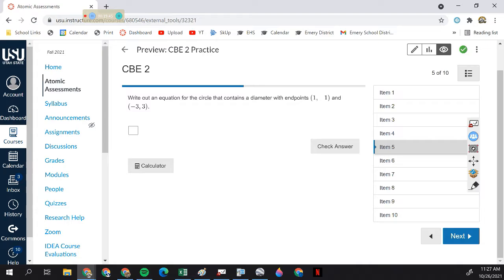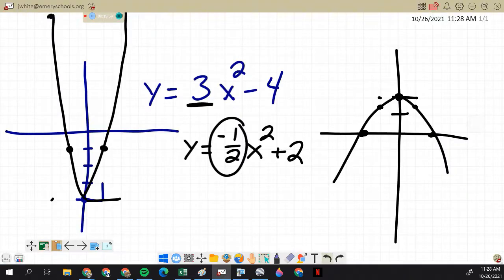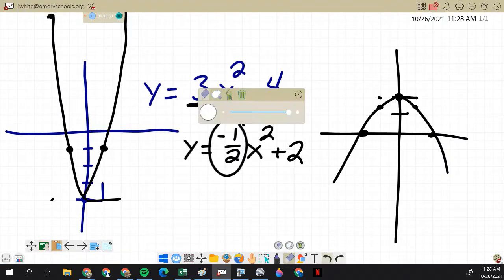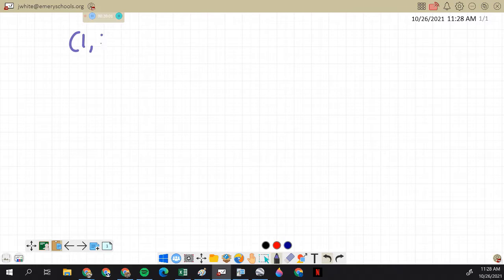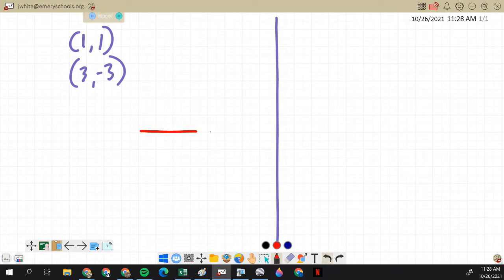Okay. Write an equation for the circle that contains the diameter with endpoints at 1, -1, and 3, -3. So 1, -1, and 3, -3. All right, so 1, -1 is here, and 3, -3 is there.